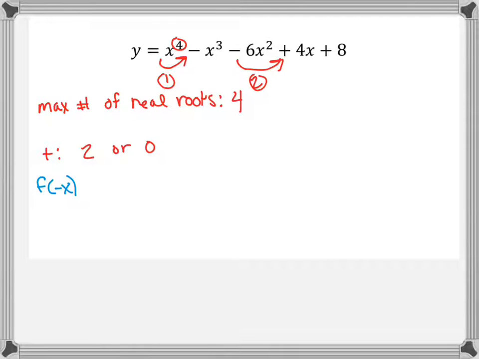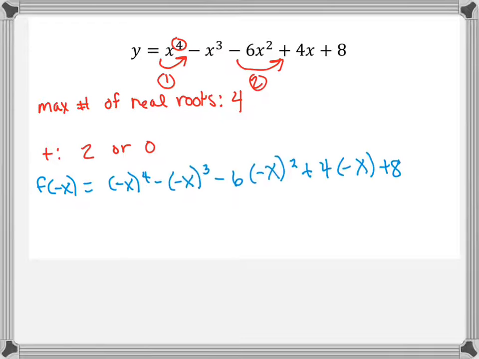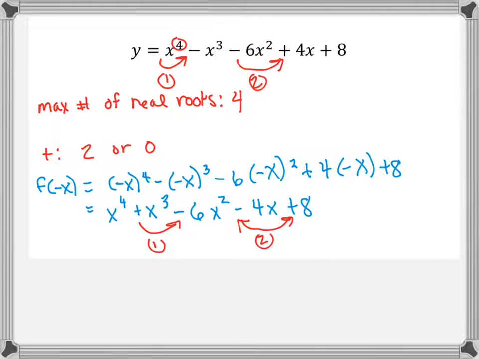To find the number of negative real roots, we need to find f of negative x. So substituting negative x in for x and simplifying, we get x to the 4th plus x cubed minus 6x squared minus 4x plus 8. Here's a sign change, and we have a second sign change. So for negative real roots, we either have 2 or 0 again.